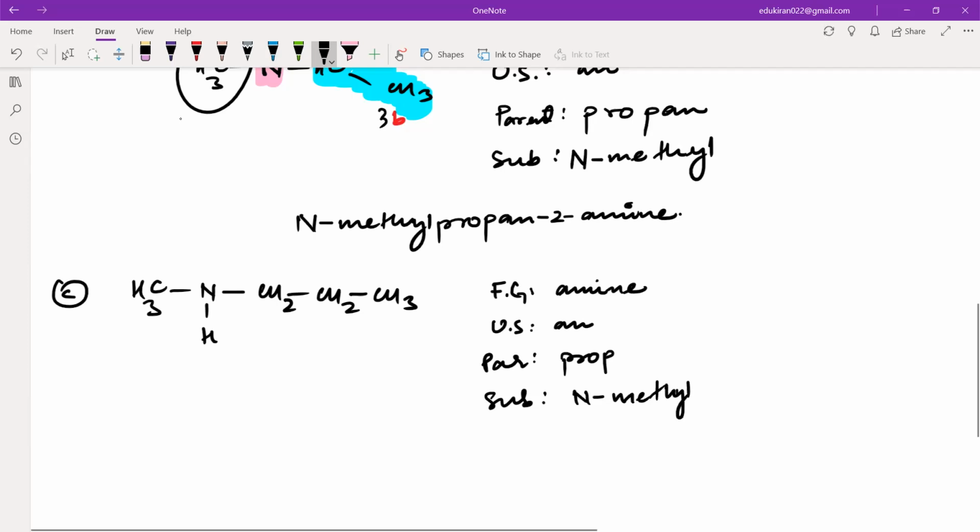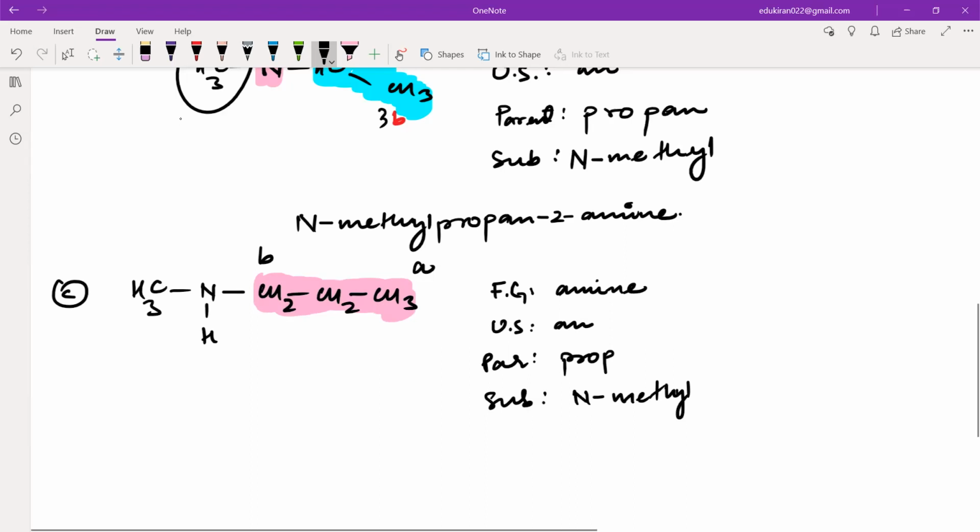Now, so we have this parent and we have to number it. This parent has two terminals, A and B. This is also a terminal carbon. Why? Because there is no carbon after that. There is no carbon directly attached to this carbon, right? So B is also a terminal carbon.